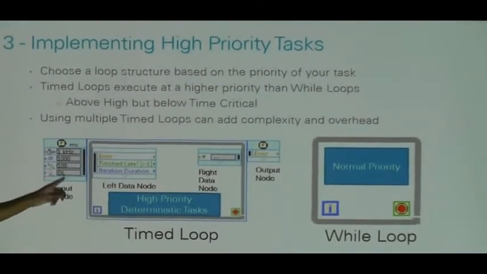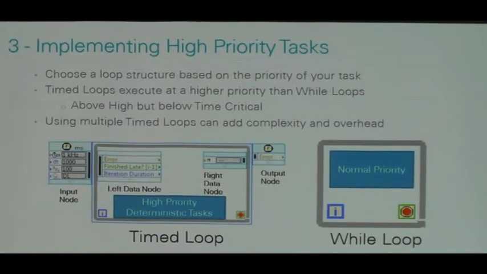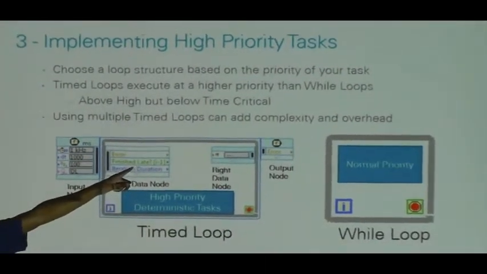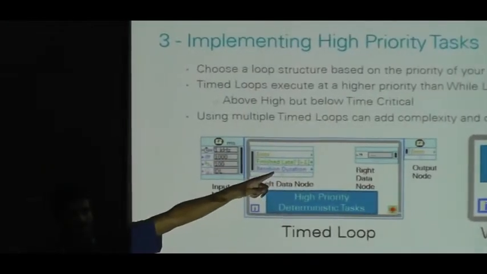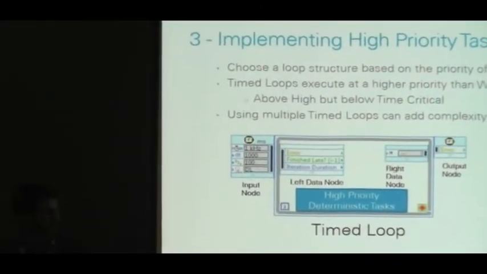It has this thing called an input node, and that allows you to specify the rate at which it's going to run. It allows you to specify the priority, so it's just like a number that you feed into it. And then this left data node will give you information on whether the loop finished late and how long the loop took, so you can actually have that information accessible and make the corresponding decisions.